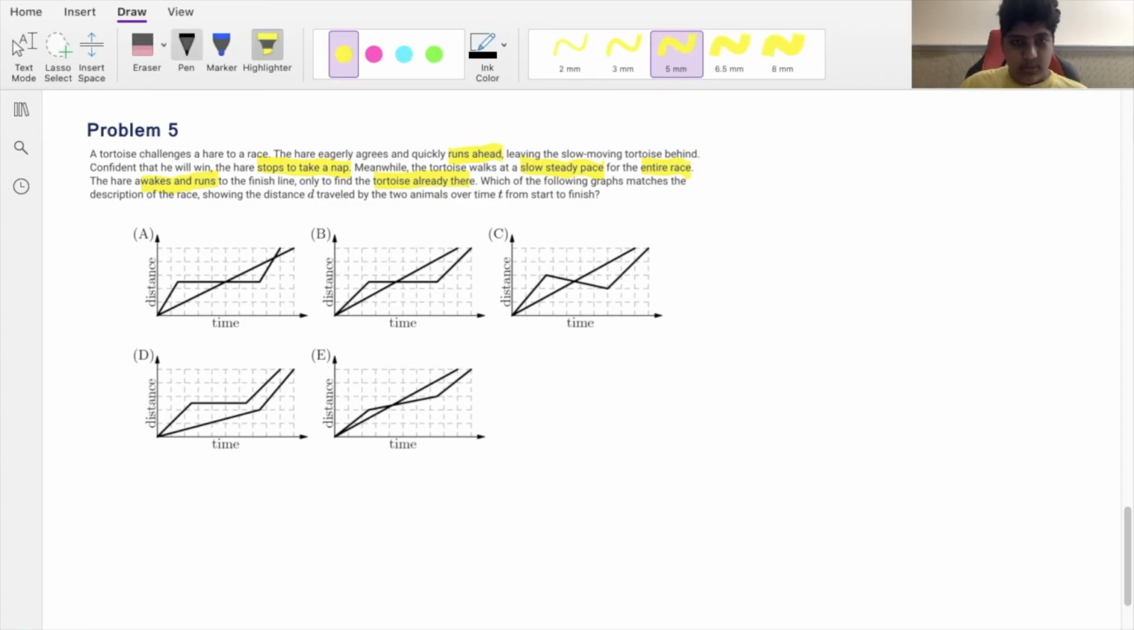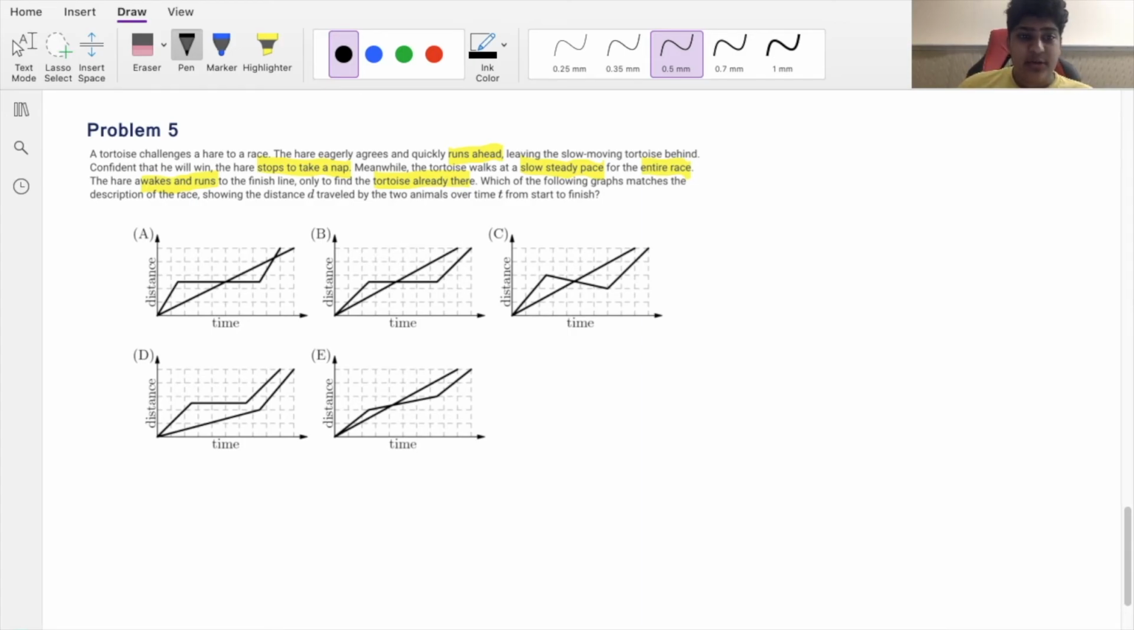So, the first key fact that we have here is that the hare runs ahead. Since the hare runs ahead, we look at all the solutions, and we see that the hare has to go in front of the tortoise. Now, looking at all of these, we actually see that all of them match this description so far, since they all have one line that has a steeper slope than the other.